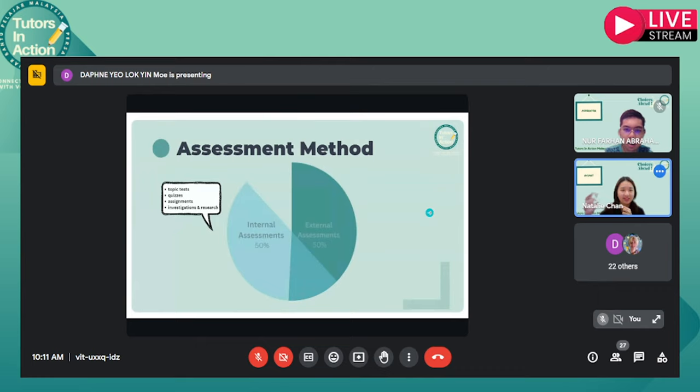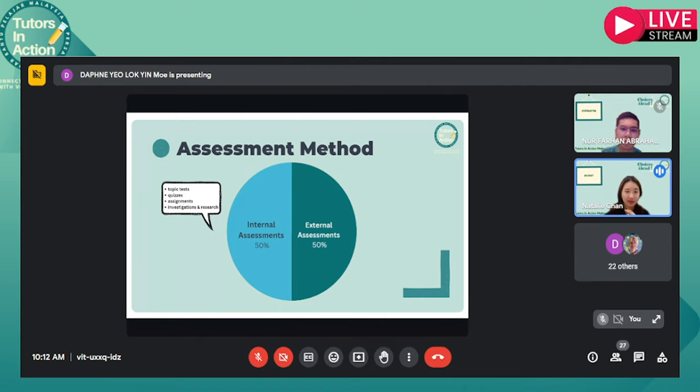Okay, so the assessment method for OSMET is 50% internal assessments and 50% external assessments. This is very different from SPM, because SPM is considered 100% external assessment, in which your final marks are accounted from your final exam, not your midterm exam or whatsoever. The 50% internal assessment includes topic tests, quizzes, assignments, investigations, and research. So during your entire OSMET year, you'll be given some tests or lab experiments which you need to carry out in class. It's just like a very short test. And then these marks will be accumulated. At the end of the year, you will also do a final exam, and your final marks will be based on the internal assessments and external assessments.